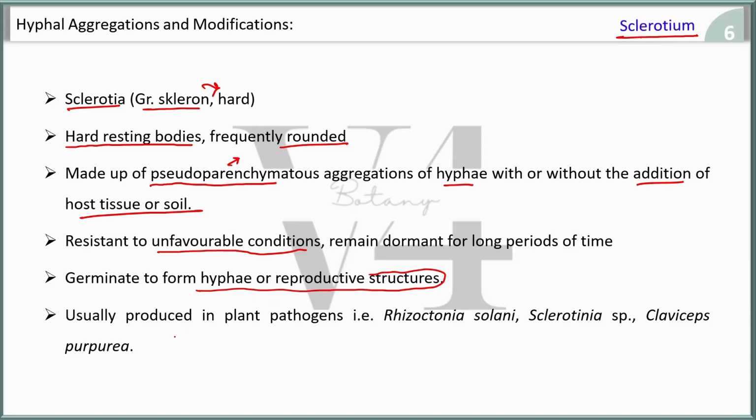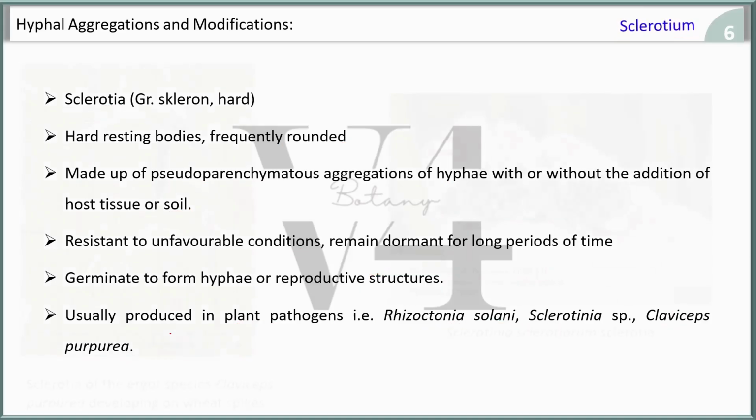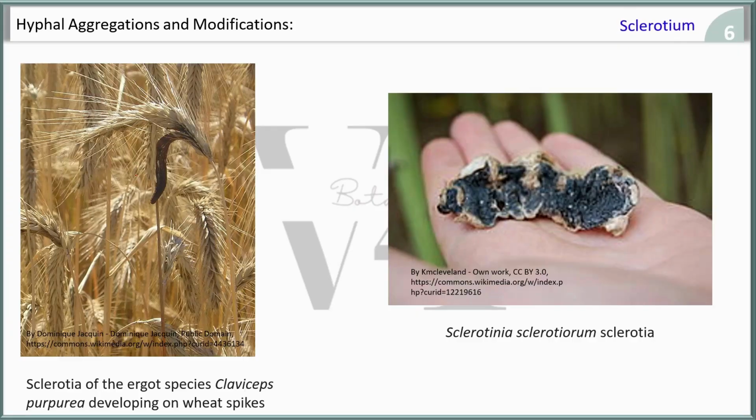Generally, Sclerotium is produced in plant pathogens, for example, Rhizoctonia solani, Sclerotinia species, Claviceps purpurea. Now here you can see this sclerotium is of Claviceps purpurea, which has developed on the spike of wheat. And on the right hand side you can see the sclerotium of the fungus Sclerotinia sclerotiorum.